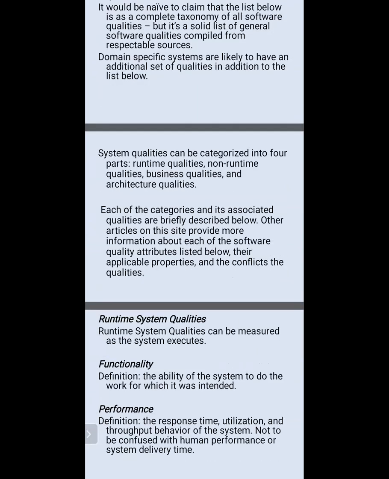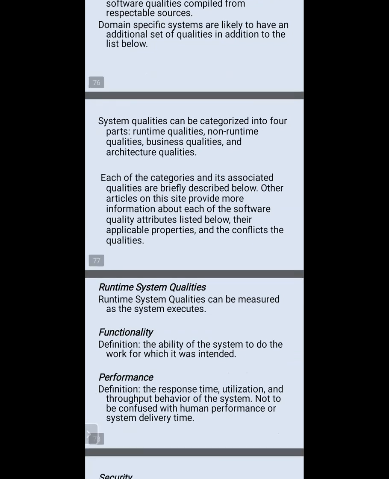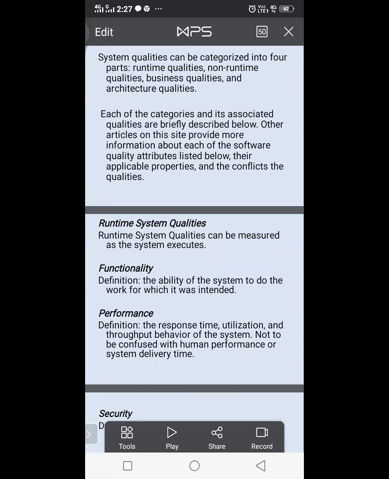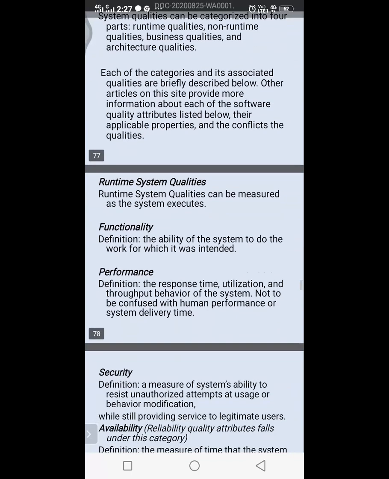System qualities can be categorized into four parts: runtime qualities, non-runtime qualities, business qualities, and architectural qualities. Runtime qualities are related with runtime entities. Non-runtime qualities are related with things which are stable. Business qualities are the same as business quality attributes, and architectural qualities are the same as architectural attributes. Each of the categories and its associated qualities are briefly described below. Other articles on this site provide more information about each of the software quality attributes listed below.